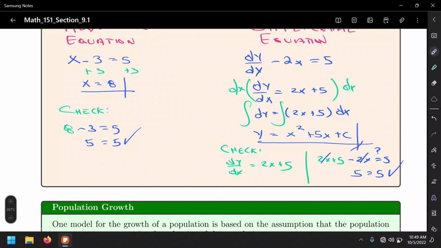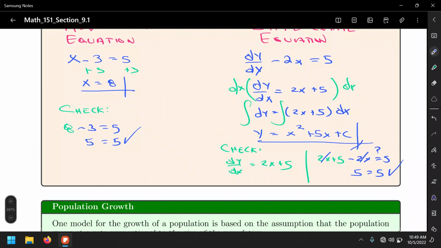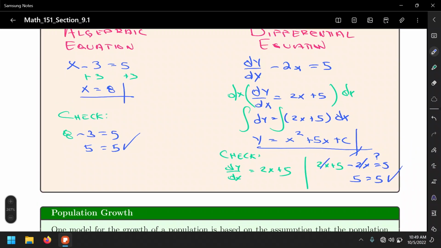Of course, this method of separation of variables is not the only method to solve differential equations. There's actually a bunch of methods, but in this class we're just going to go about this method and some applications. All right.